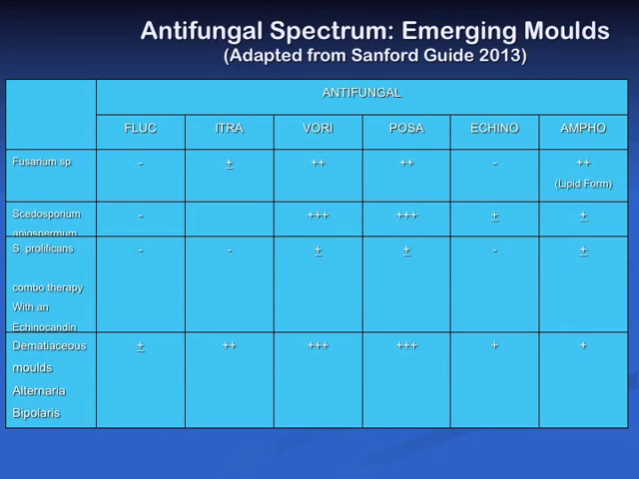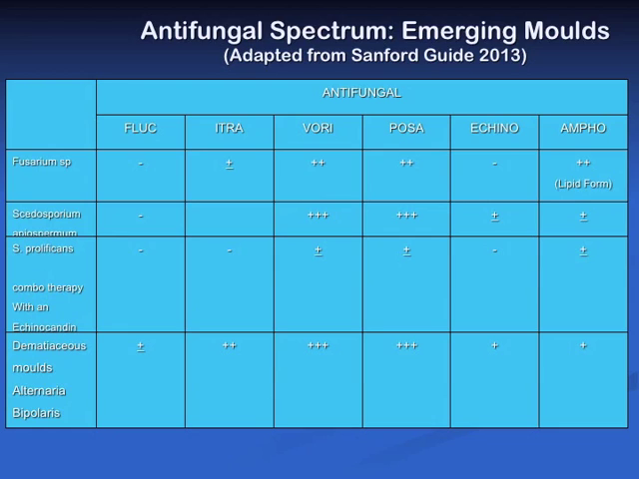Okay, so talking about some of our other emerging molds. So Fusarium, as we mentioned: Voriconazole, Posaconazole, and AmBisome have the best in vitro activity. Scedosporium apiospermum, also known as Pseudallescheria boydii, has the extended spectrum azoles, Voriconazole and Posaconazole, with the most activity far and away. So we consider that to be the treatment of choice for Scedosporium, particularly Voriconazole.